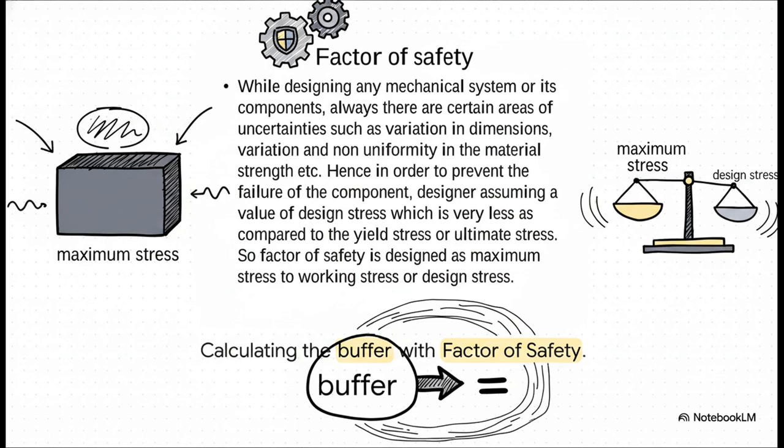Mathematically speaking, the factor of safety is defined as the ratio of the maximum stress a material can handle to the working stress, or design stress, you actually allow the machine to experience in everyday use. Basically, you intentionally assume a design stress value that is significantly less than the material's true breaking point. This ratio right here, that is your invisible shield against the unknown.